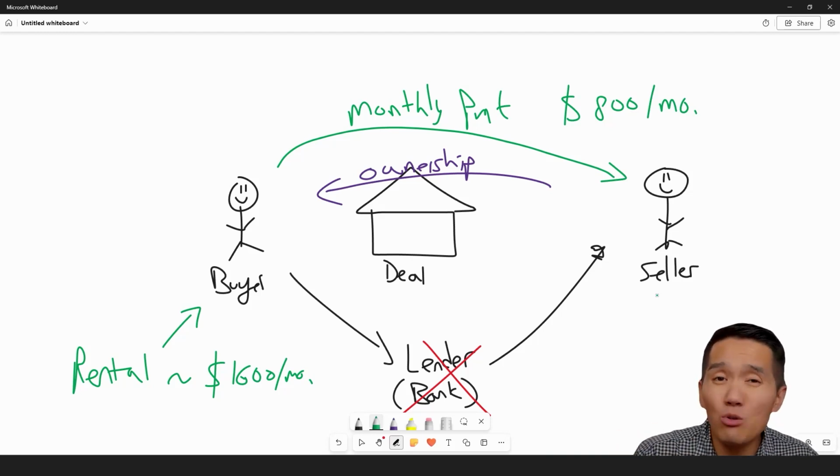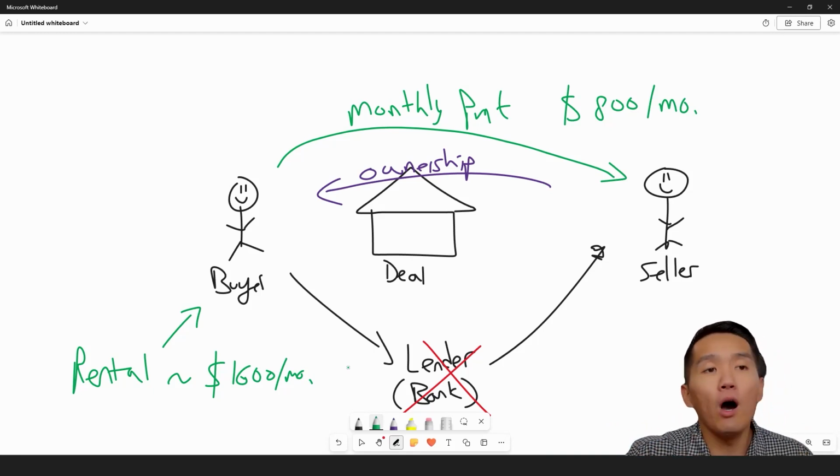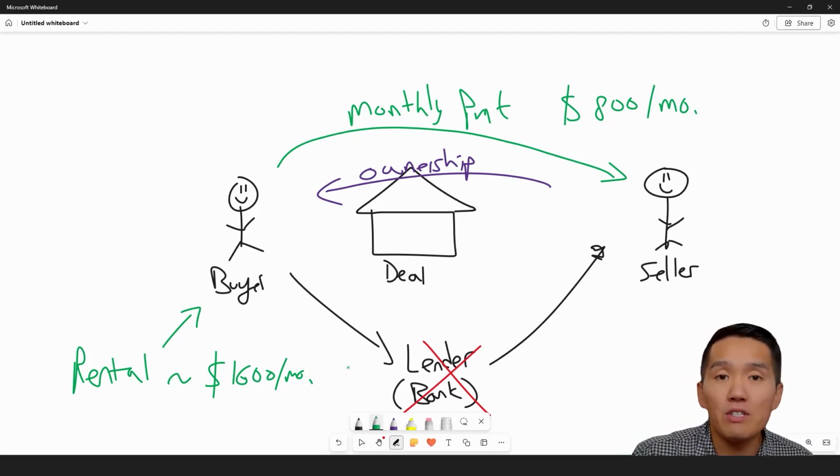So we have to factor those expenses in, and we have a separate video about how to analyze a rental property and all its associated costs. So in this hypothetical scenario, let's say $1,600 is our rental income that we generate from this deal, but we owe the seller $800 a month every single month. Yeah, it could definitely work for sure.